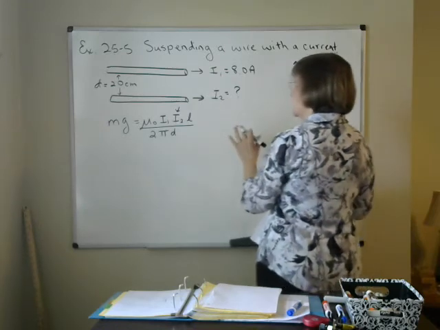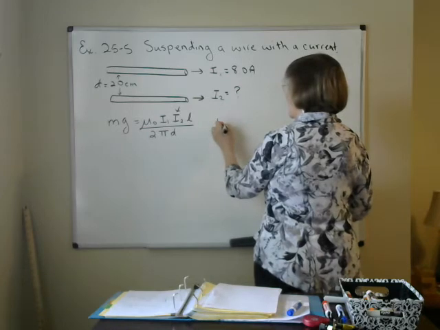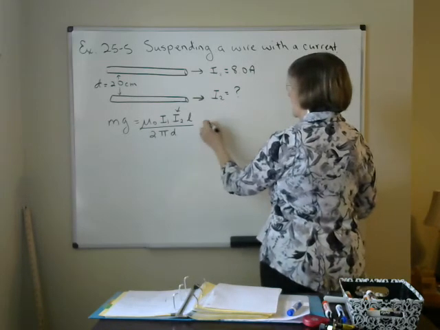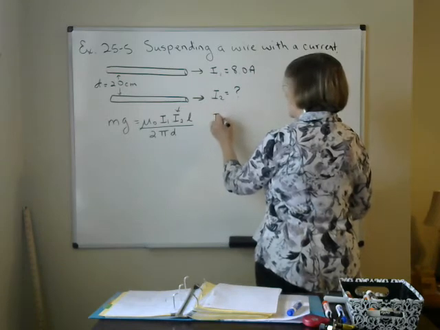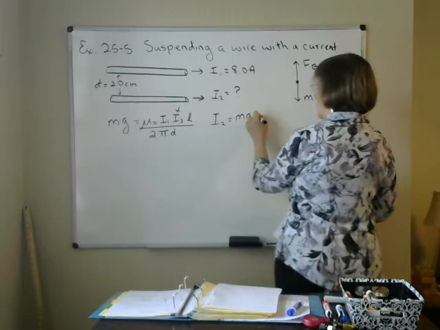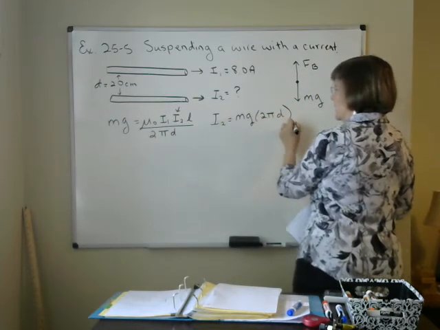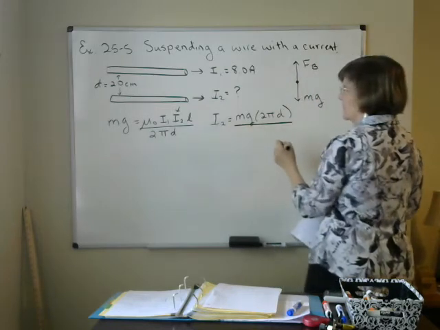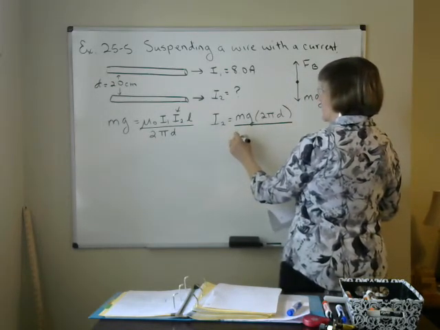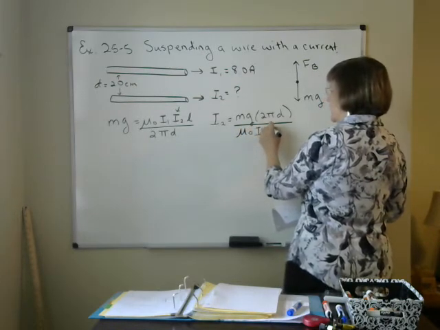If I get I2 all by itself, I2 equals mg times 2 pi d over mu0 I1 L.